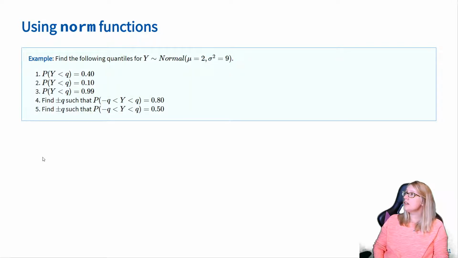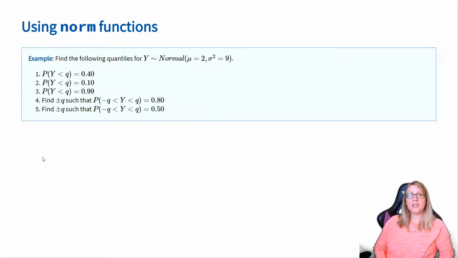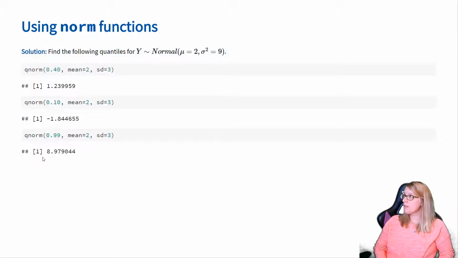So let's take a look now at another type of normal probability calculation. Let's say that we want to find quantiles associated with the normal distribution, or the cutoff for a particular level of probability. In order to find those quantiles, we'll use a function called q-norm.